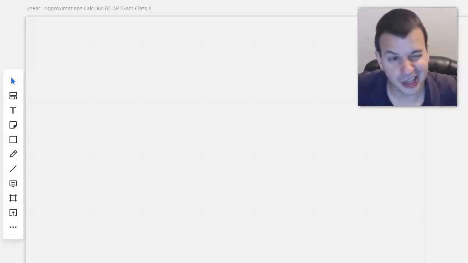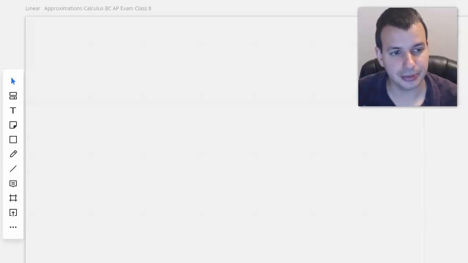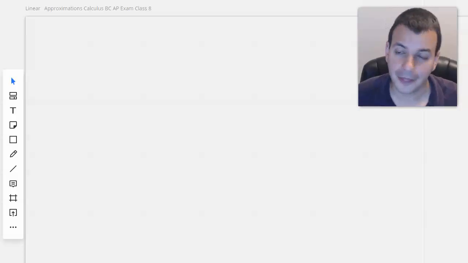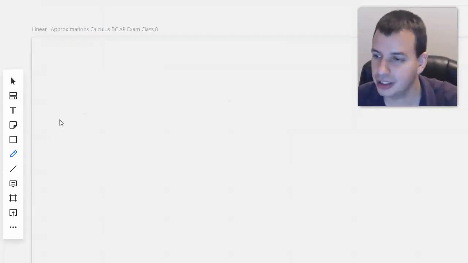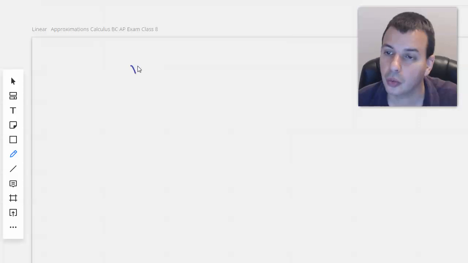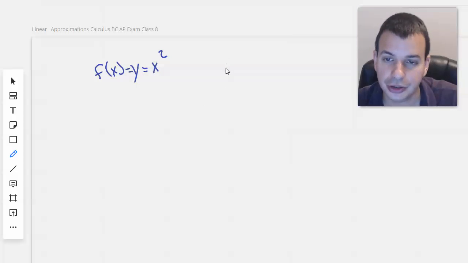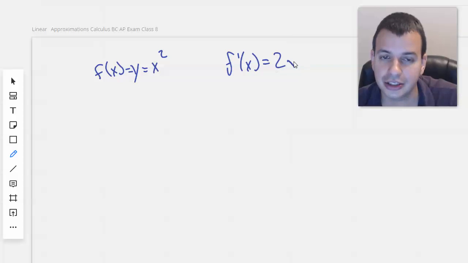You already know all the basics for how to do this, and so I think the easiest way to explain the concept is to just go through an example. So the example I'm going to use is y equals x squared. And you can also say f of x equals x squared. Same idea. And so one of the things we'll need to know then is the derivative. So f prime of x equals 2x.